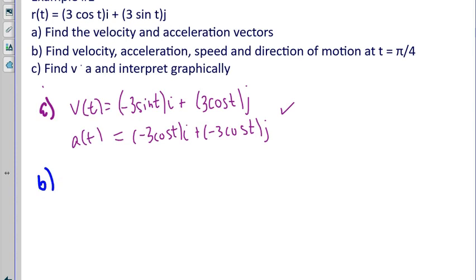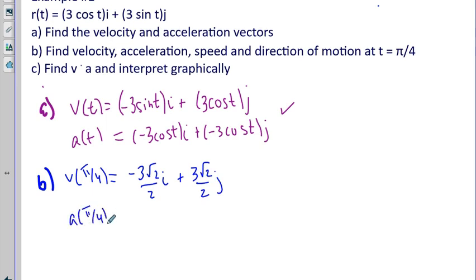Part B then says that we want the velocity, acceleration, speed, and direction of motion at t equals pi over 4. So I have to do some substituting. So v of pi over 4 will be what I get when I substitute pi over 4 into the velocity function. So substituting pi over 4 in there gives me -3 root 2 over 2 i plus 3 root 2 over 2 j. And then the acceleration at pi over 4 is equal to -3 root 2 over 2 i minus 3 root 2 over 2 j.